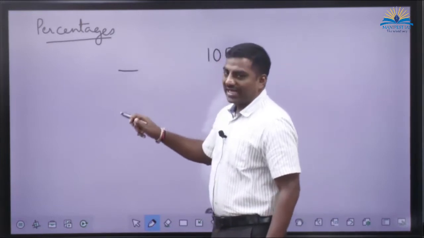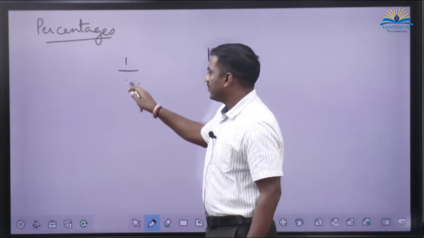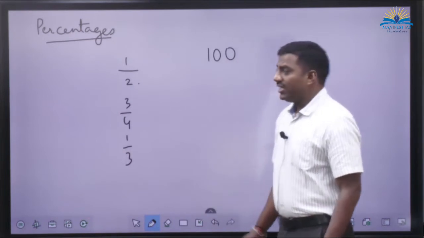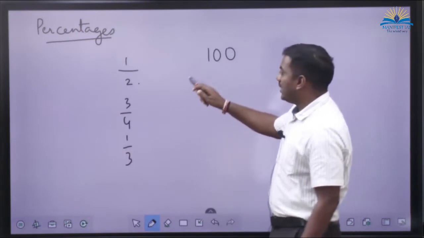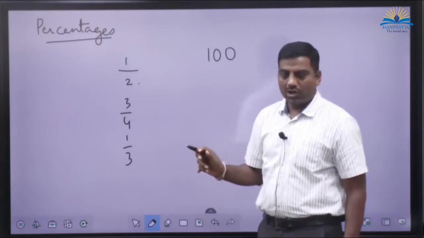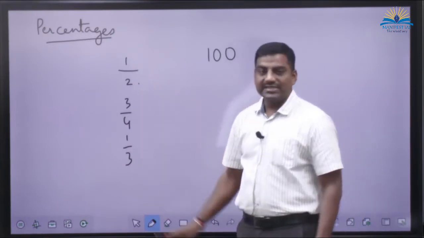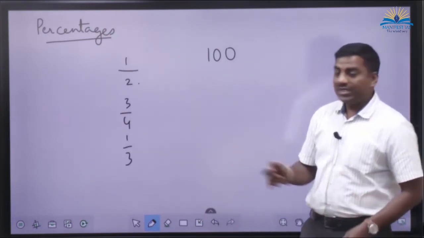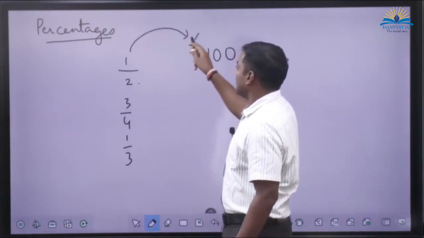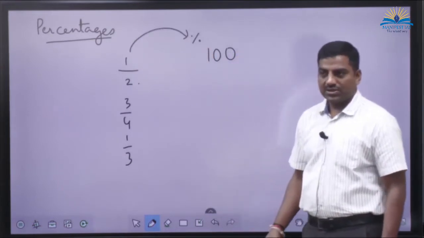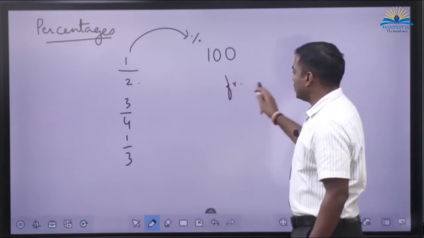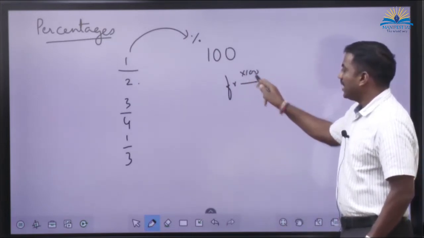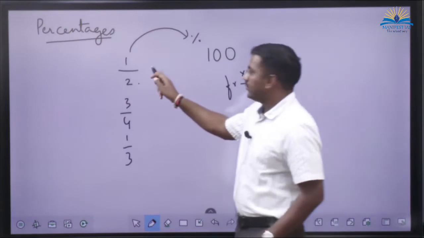So basically, we take fractions, any fraction for that matter, half, 3/4, 1/3, whatever it is. When we try to compare them with respect to 100, because we are not comfortable expressing these fractions, we try to convert them into percentages. So whenever you are converting a fraction to a percentage, generally what do you do? You multiply by 100.